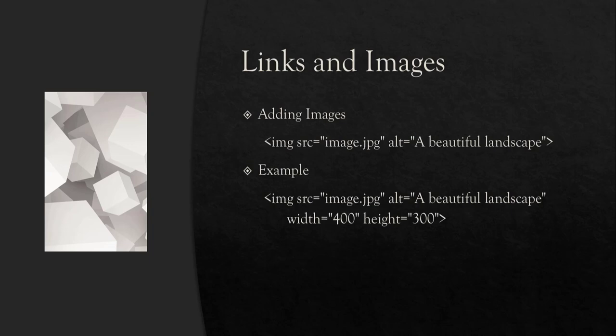Other common attributes for the img tag include the width and height attributes, which can be used to set the size of the image in pixels. For example, in this example, the width attribute is set to 400 pixels and the height attribute is set to 300 pixels. In the next lecture we will build some basic web page using all these tags to understand better.